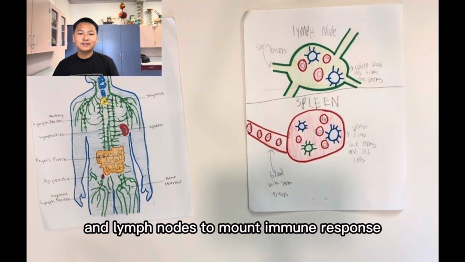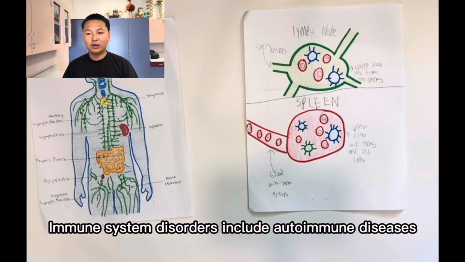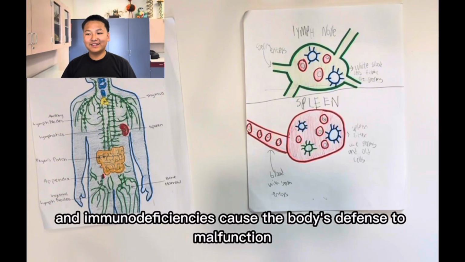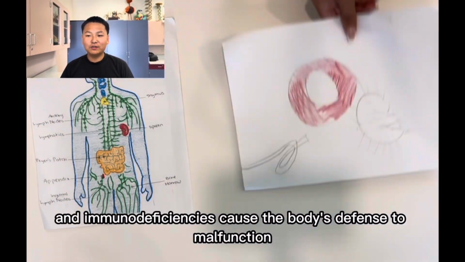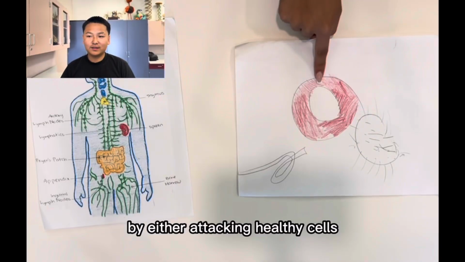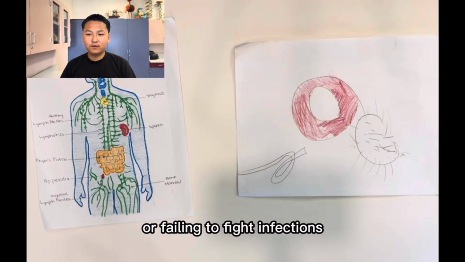immune responses. Immune system disorders, including autoimmune diseases and immunodeficiencies, cause the body's defense to malfunction by either attacking healthy cells or failing to fight infections.